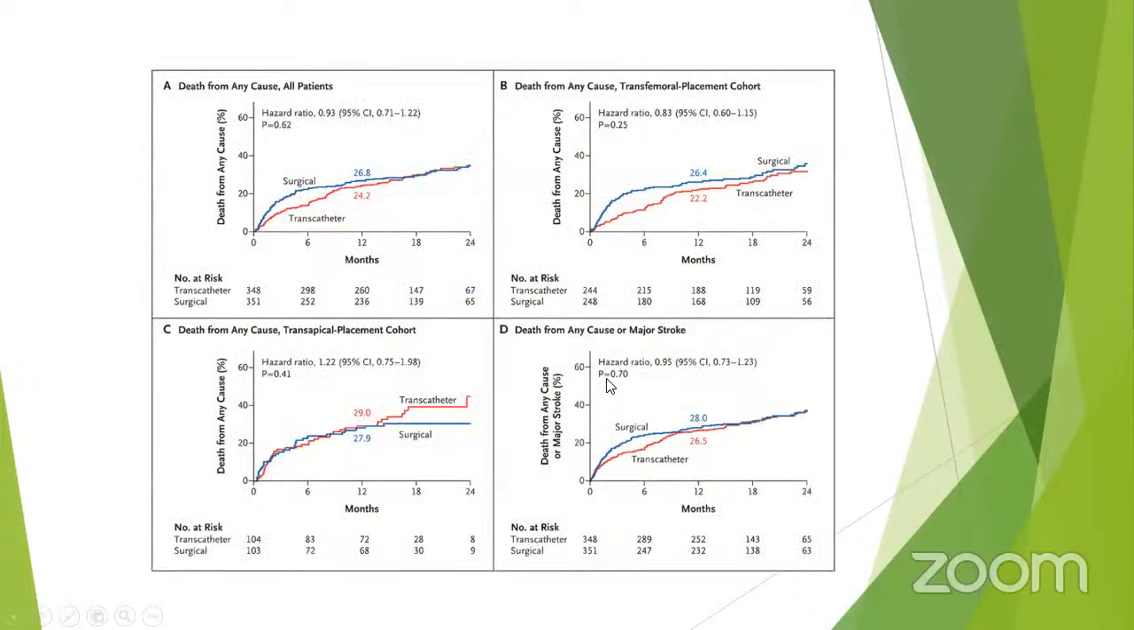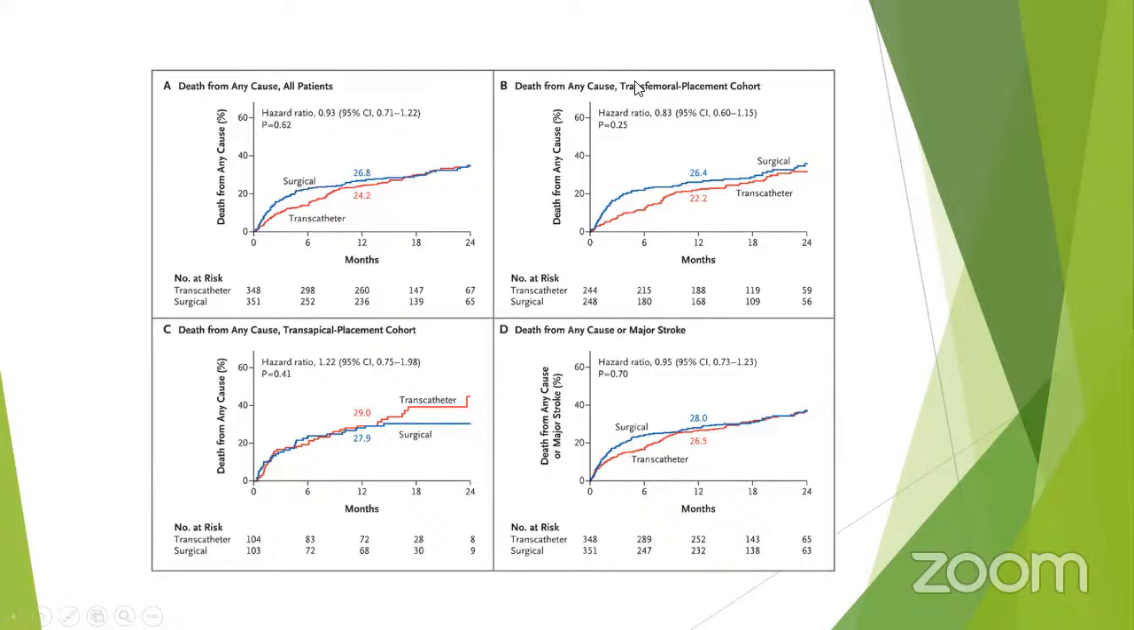So this curve here shows the death rate from any cause at 1 year: 24.2% of the TAVI group versus 26.8% with a p-value of 0.62. So there was no significant difference. And according to the study, this difference of percentage between the surgery and the transcatheter met the non-inferiority margin of this study. So they were able to determine that TAVI was non-inferior to surgery in high-risk patients.